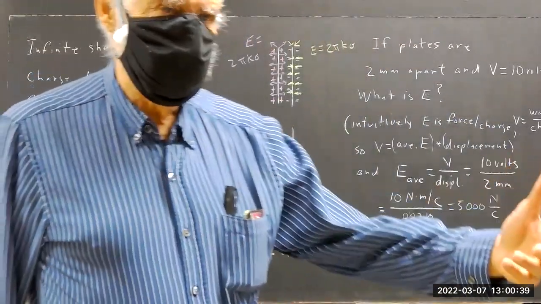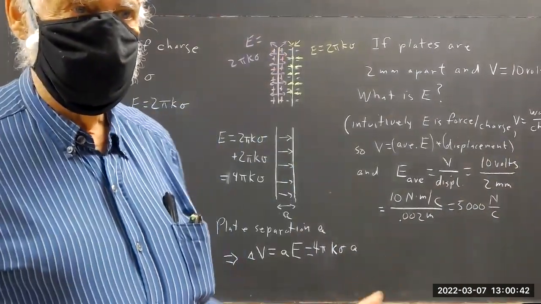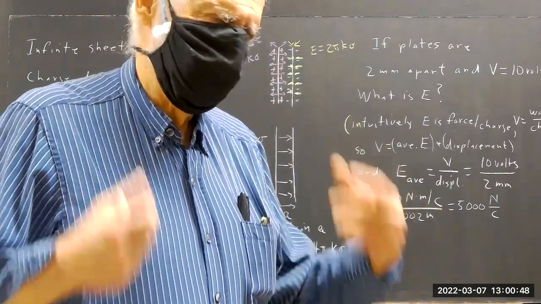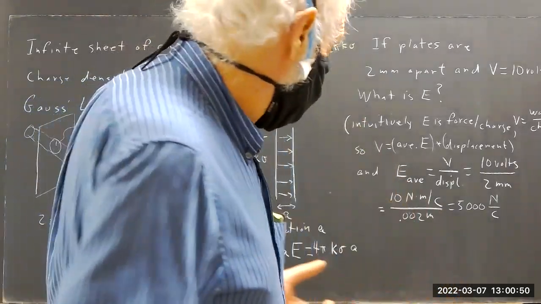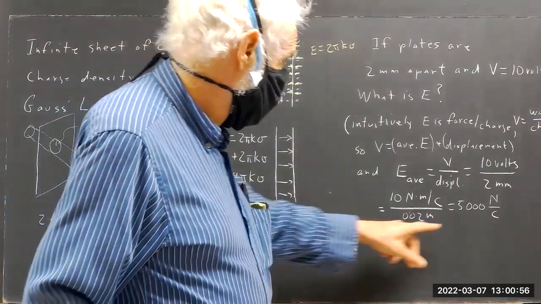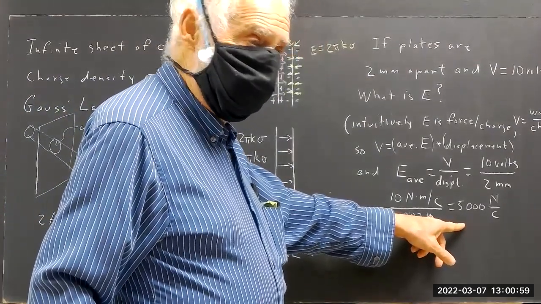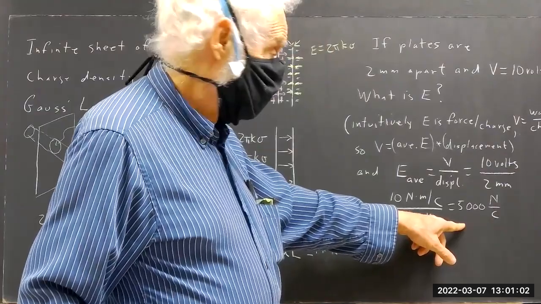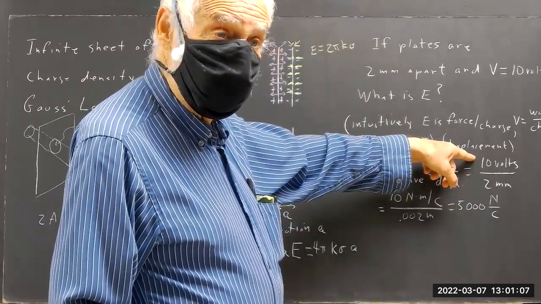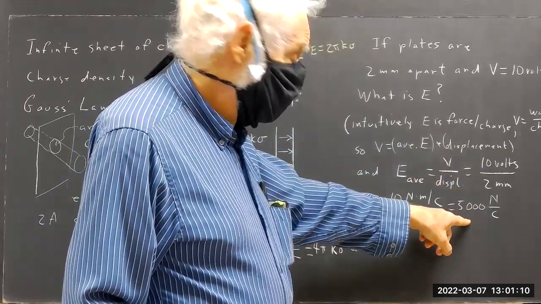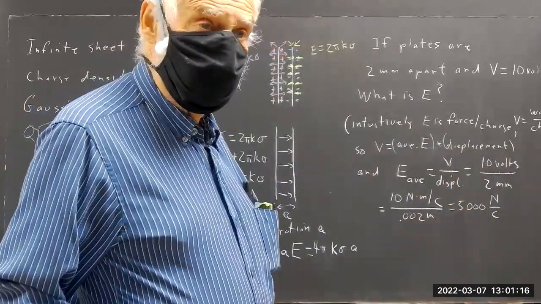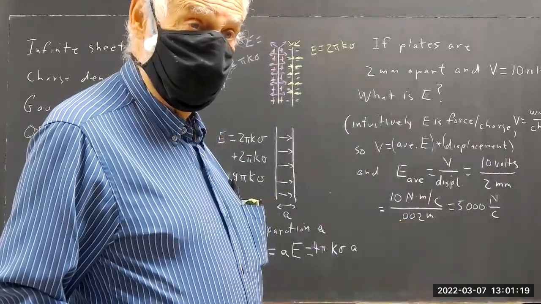So who would have thought that this little generator that only produces 10 volts, not even enough to shock you, maybe if you put the leads across your tongue, okay? You might get a little bit of a tingle out of it. That's not much different than a 9-volt battery, right? Okay. You get across those two little plates 5,000 newtons per coulomb. Seems like a big number. Okay.